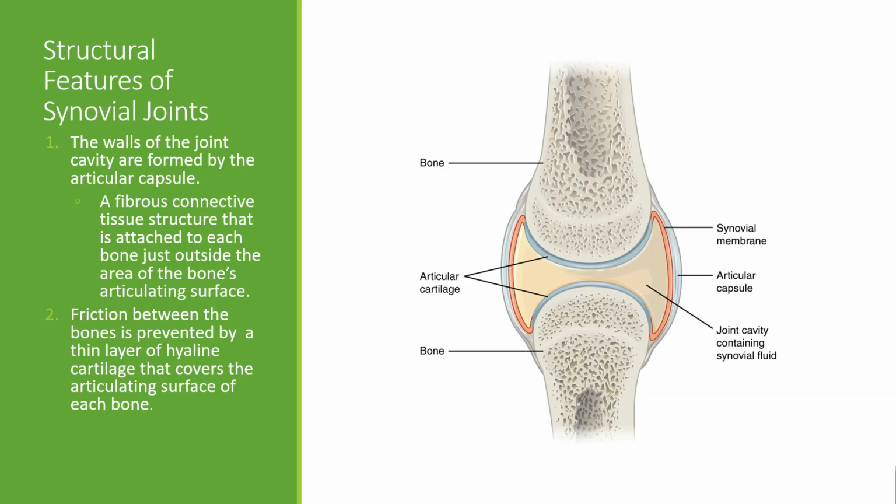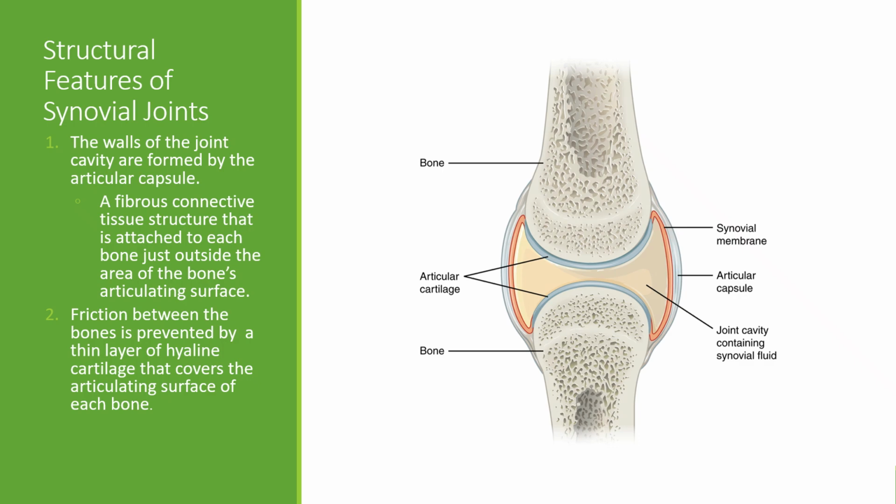So looking at the right, you're seeing a generic form of a synovial joint. No synovial joint really looks like this, but it's trying to get the idea of that joint capsule that you have, and that the bones aren't butted right up next to each other like we've seen with the other types of joints. So some information about that joint cavity. The walls of the joint cavity are formed by the articular capsule. The capsule is a fibrous connective tissue that is attached to each of the bones just outside of the area where the bone is going to articulate.